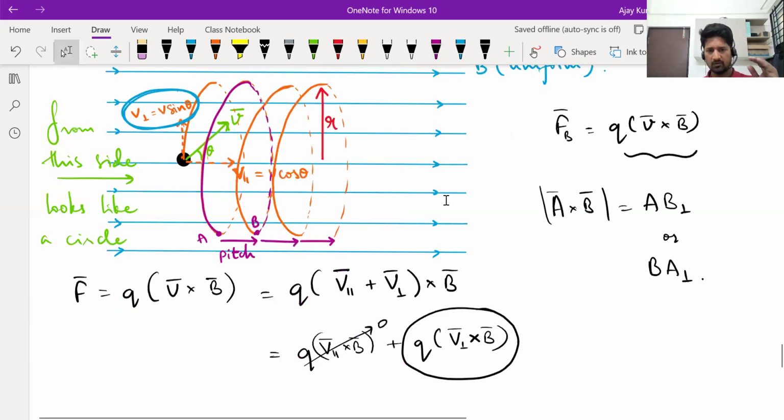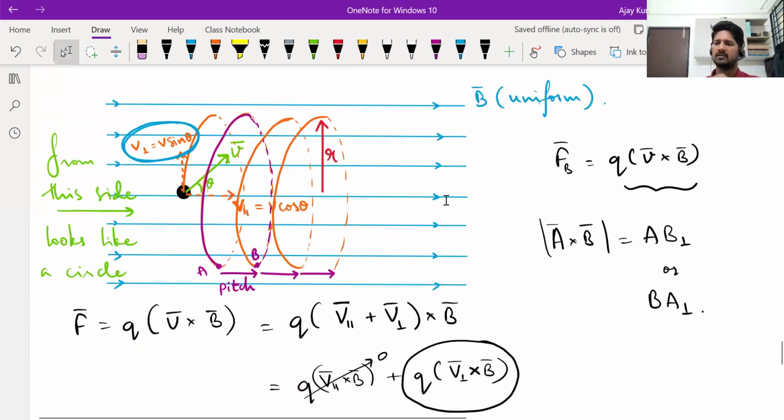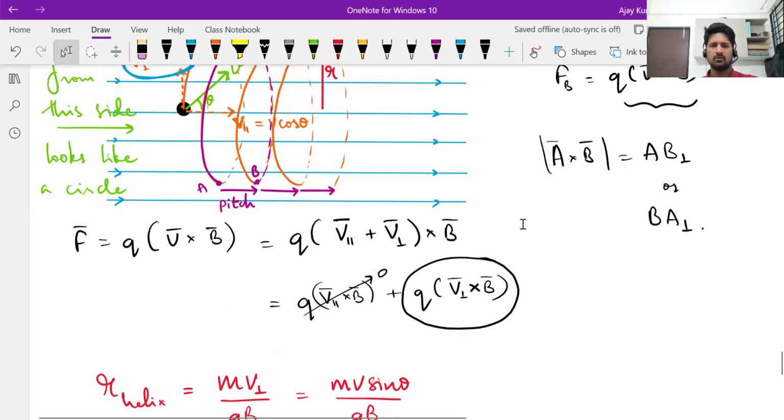Okay. So to calculate pitch, we are making use of the fact that the velocity in that direction remains constant. If velocity is constant, speed is constant, pitch is a distance. So to calculate distance from constant speed, we use distance is speed into time. Time taken to go from A to B is the time taken to complete one revolution in the YZ plane. That is nothing but time period of revolution 2 pi m by qB. In that time, the displacement in the x direction is what we call pitch. Okay. So hope the formulas are clear.